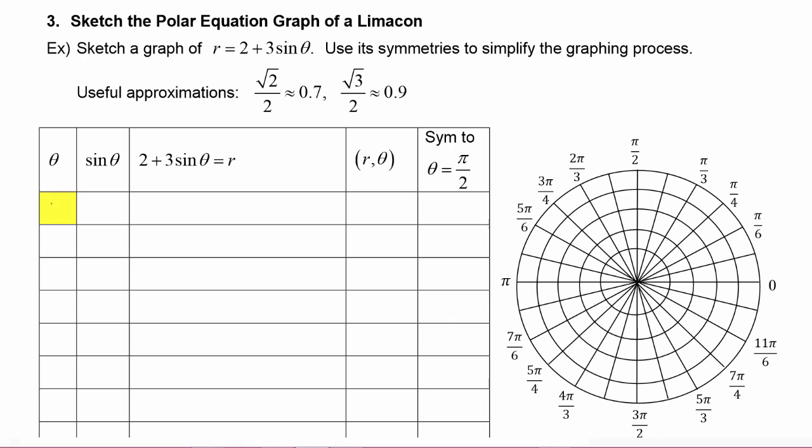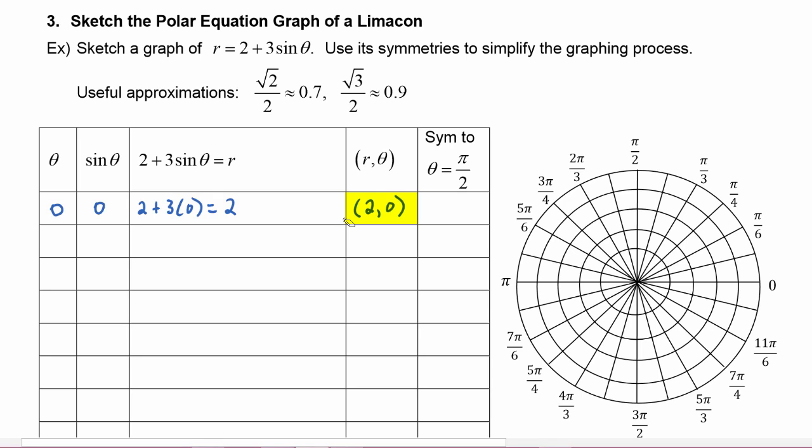We will start with theta equals 0. We know that the sine of 0 is equal to 0. So to find r, we will be doing 2 plus 3 times 0, which is equal to 2. So that means in polar coordinates, we will be plotting the point 2, 0, because remember the value of r comes first and the value of theta comes second.